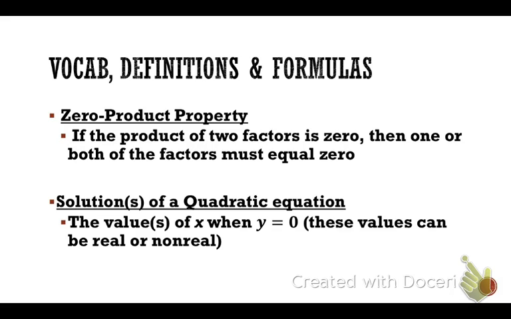Then the next definition is a solution or solutions of a quadratic equation, because we're going to be solving quadratic equations. Those are the value or values of x when y equals 0 in a quadratic equation. Also, under this definition, I want you to write down the standard form for a quadratic equation just to get it in your mind. So the standard form is ax squared plus bx plus c. That is where a, b, and c are constants, number values, and x, of course, is your variable.